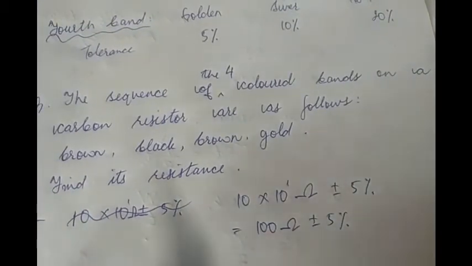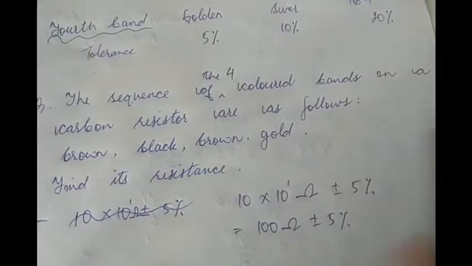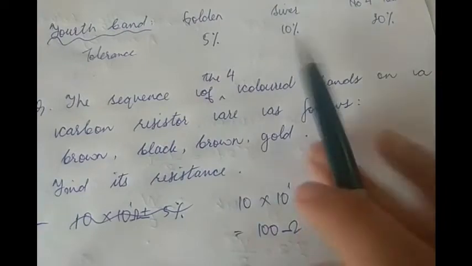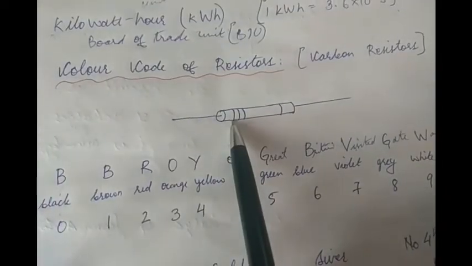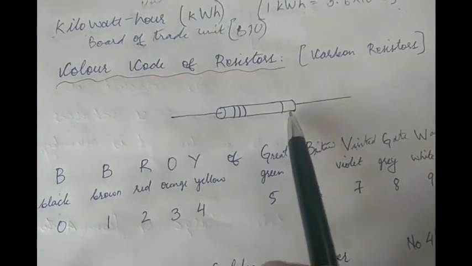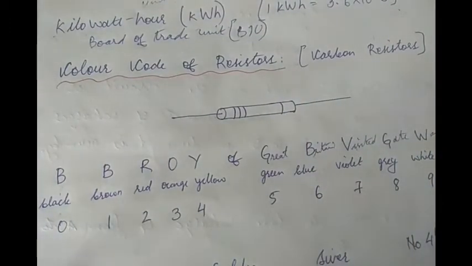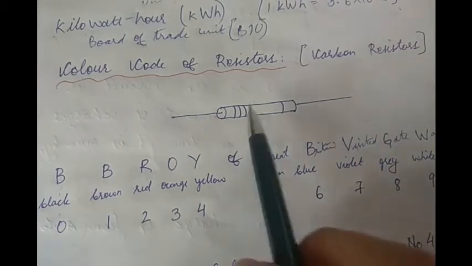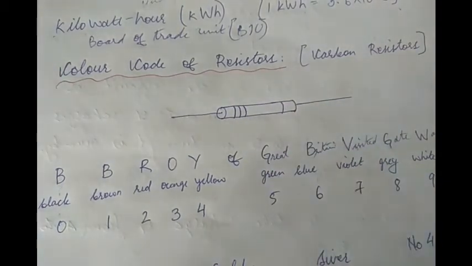So I have a question over here. There are 4 colored bands. It's something like brown, black, brown, and gold. So the first one is brown, the second one is black, the third one is brown, and the fourth one is golden. So what is its resistance? If the sequence of the colored bands are brown, black, brown, and golden respectively, what is the resistance of this resistor?